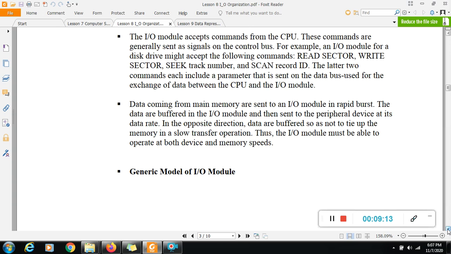The data are buffered in the input-output module and then sent to the peripheral device at its data rate. This is what we call communication between the internal and the external. The buffering becomes important to synchronize the speed. In the opposite direction, data are buffered so as not to tie up the memory in a slow transfer operation. I had explained that earlier on.